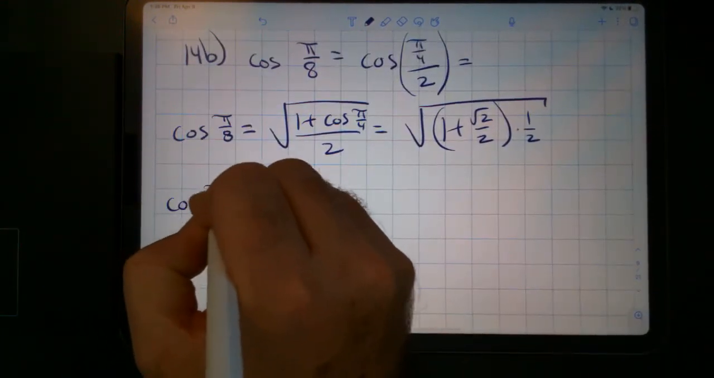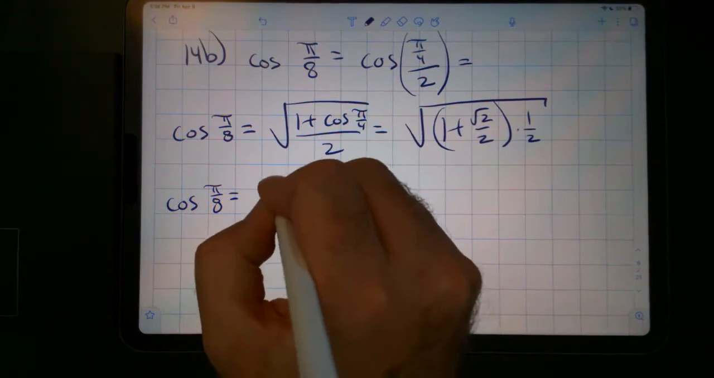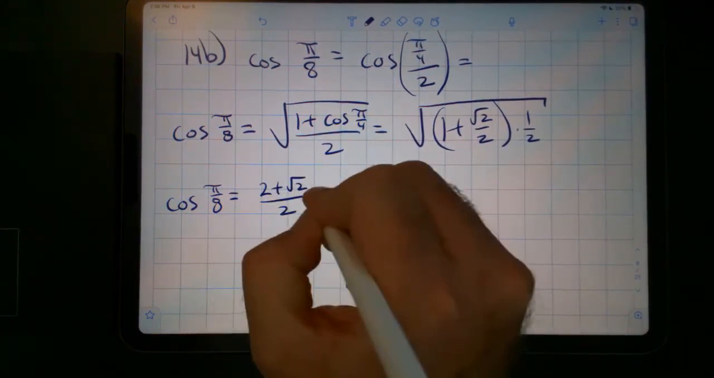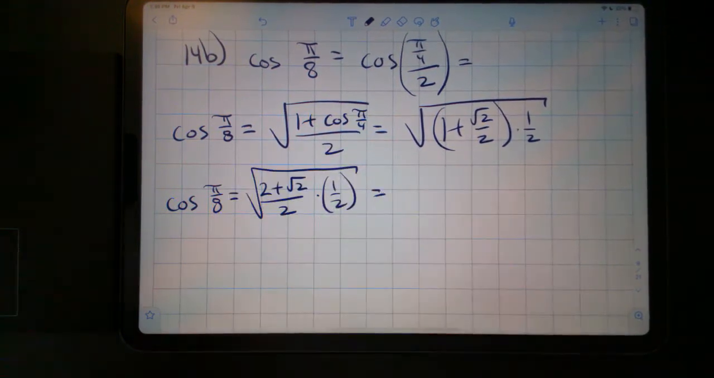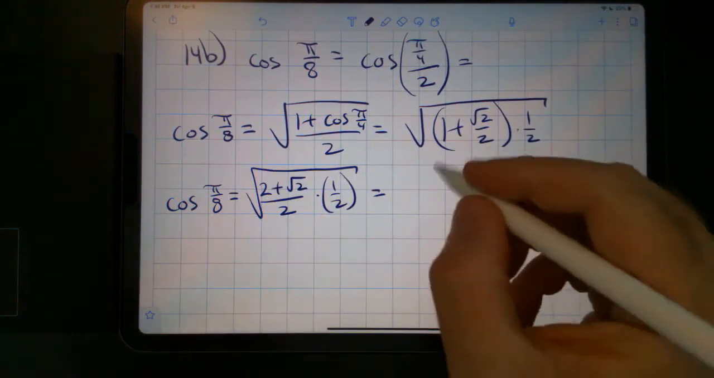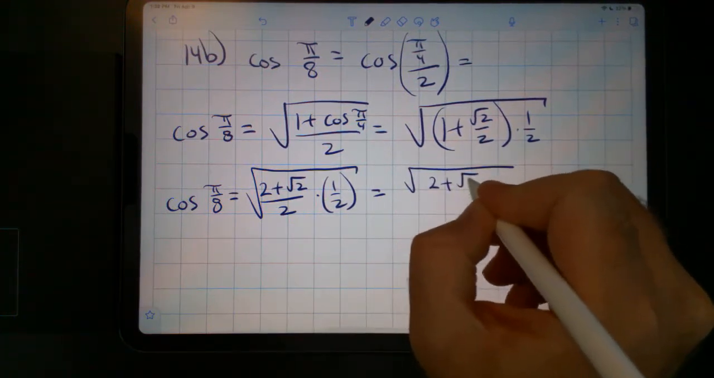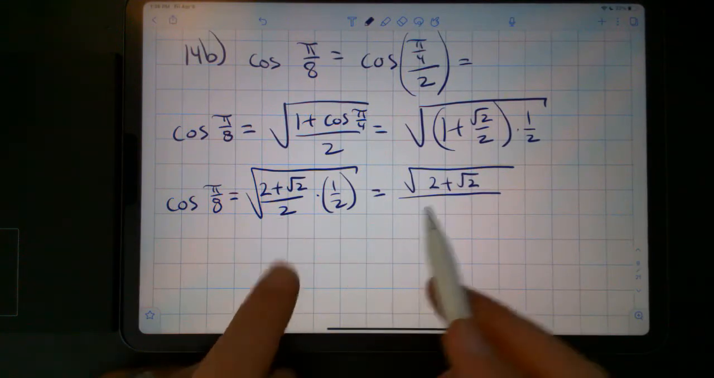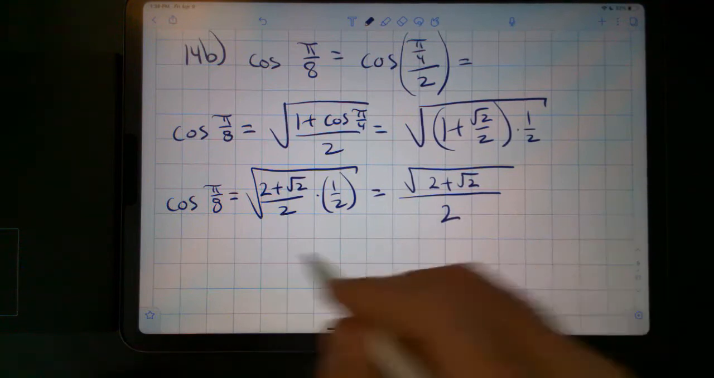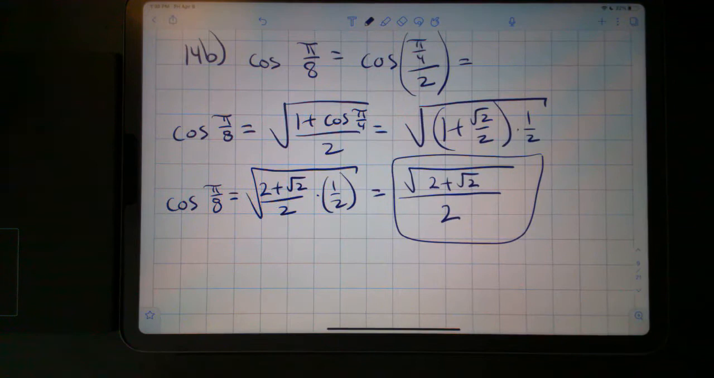So cosine of pi over 8 is equal to, well, this is going to be 2 plus radical 2 over 2 times 1/2. So we will end up with square root of 2 plus square root of 2. And the denominator, I will have the square root of 4. The square root of 4 is 2. Even though there are a lot of 2's in there, this cannot be simplified because your numerator is not an even number.